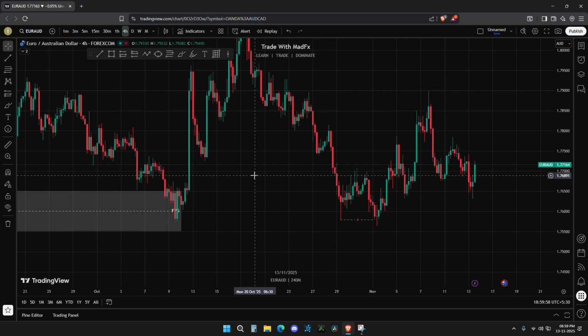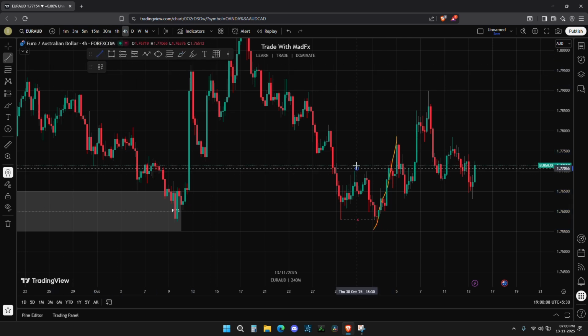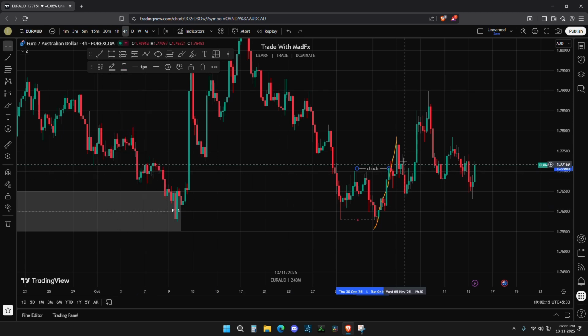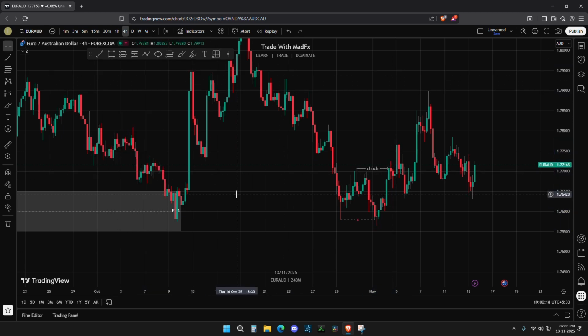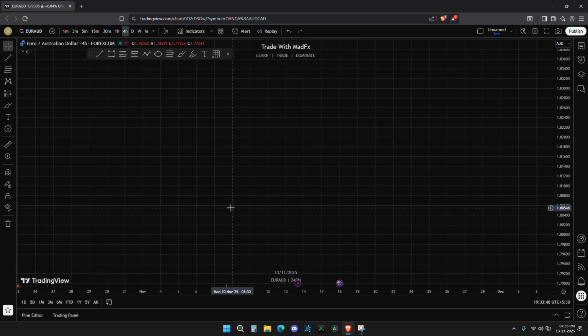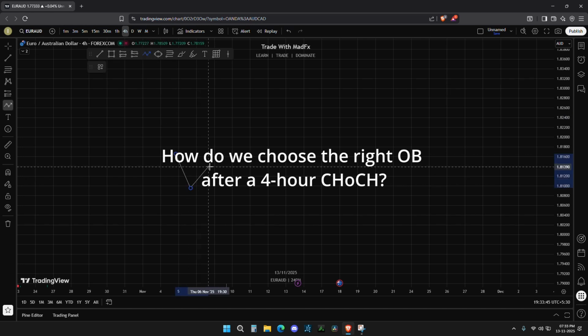Once that happened, we had this huge move to the upside on the 4-hour chart, and that move created a bullish change of character on the 4-hour chart, which means that the downside is over and we are ready to go to the upside from here. Now comes the most important part: how to identify the correct order block to buy. Let me give you a visual representation.